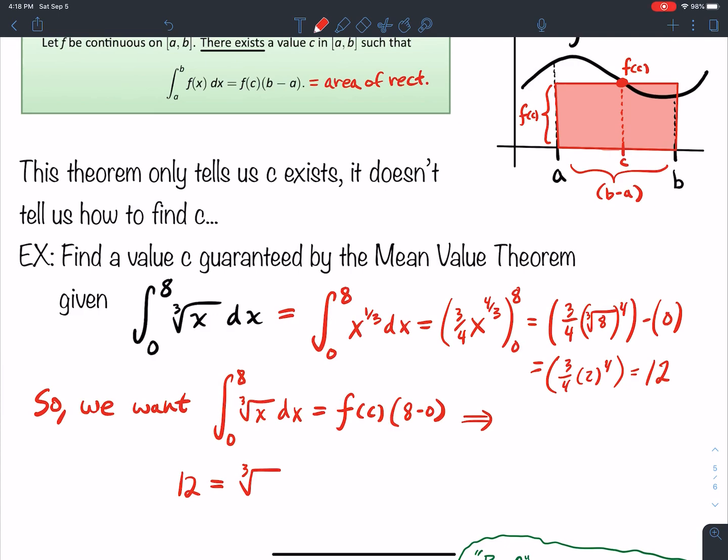Now what is f of c? Well, f of x is defined to be this integrand right here, that's what we have right there. So that is defined to be the cube root of x. So f of c is going to be the cube root of c. Everywhere I see an x, I plug in a c.